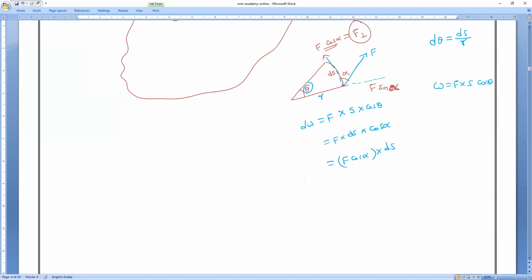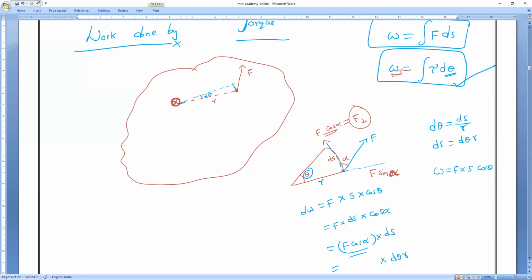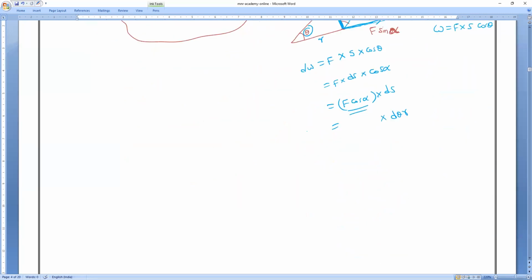Now from this we can see ds is equal to d theta into r. So I'll replace it: ds means d theta into r, and F cos theta is equal to something. Everybody, F cos theta is the perpendicular force. It is F perpendicular. So I'll replace F cos theta with F perpendicular.